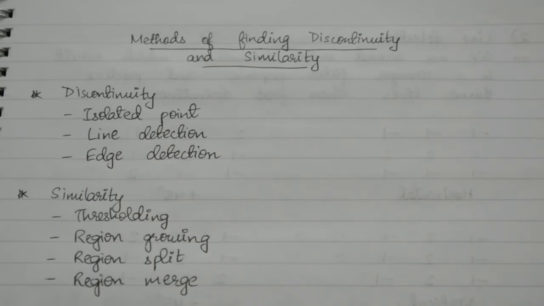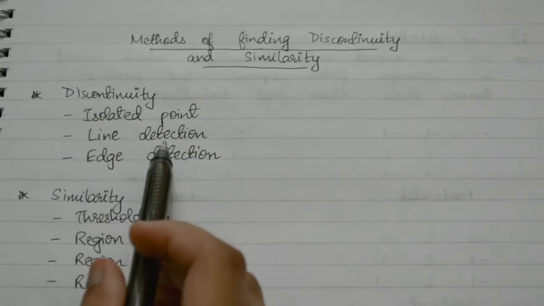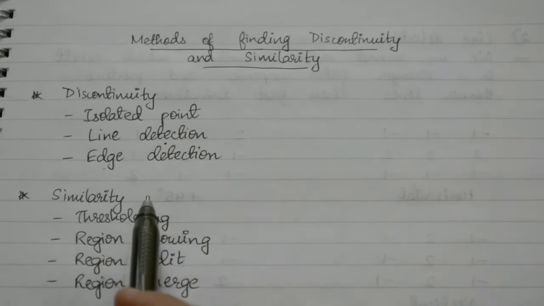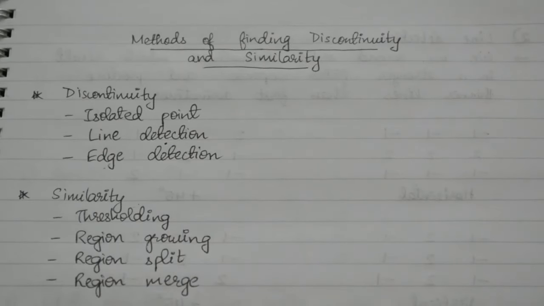Methods for finding discontinuity and similarity. There are different methods for finding the discontinuity in an image, and those are isolated point detection, line detection and edge detection. And for similarity, the methods are thresholding, region growing, region splitting and region merging. I'll explain this in detail and we'll also do some questions based on these.